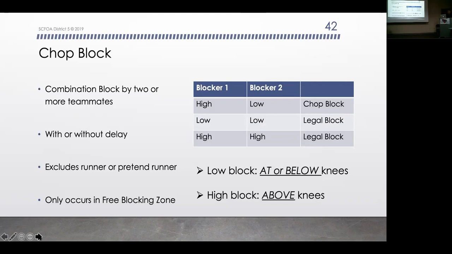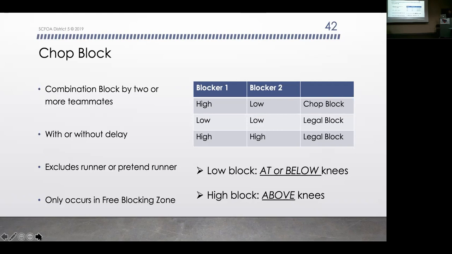If both blocks are low, then that's legal. And if both blocks are high, that's legal. So it's only when one block is high and one block is low. And I think the order doesn't matter. Low, high, no. Once you've got both in.